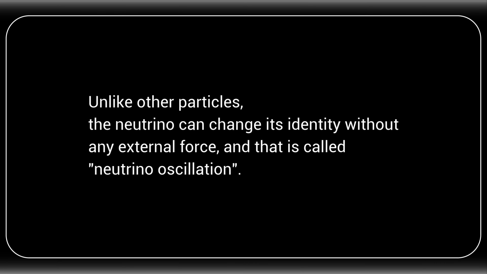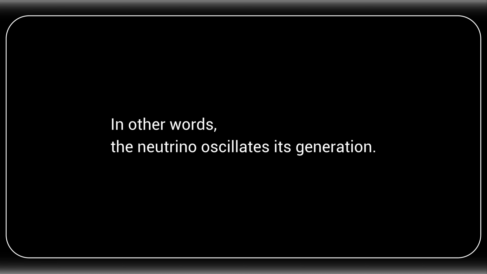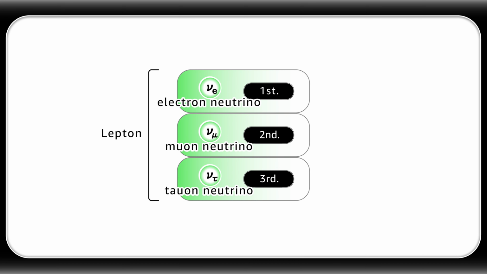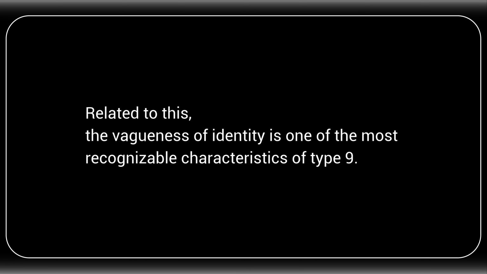Note: unlike other particles, the neutrino can change its identity without any external force, and that is called neutrino oscillation. When neutrinos are traveling through space, they change their generations. In other words, the neutrino oscillates its generation. The neutrino has three generations. They are called the electron neutrino, the muon neutrino, and the tauon neutrino. As discussed, the neutrino oscillates its identity. Related to this, the vagueness of identity is one of the most recognizable characteristics of type 9.